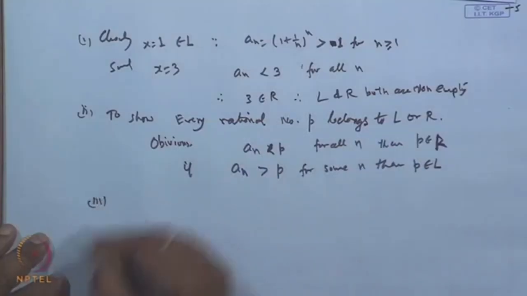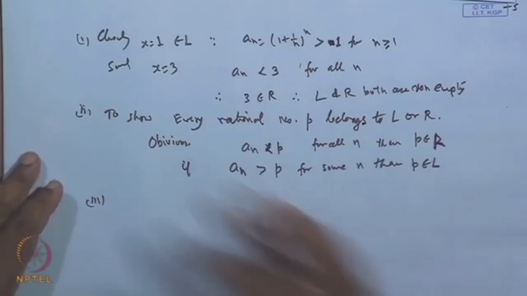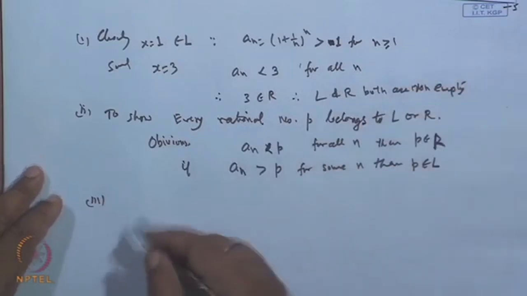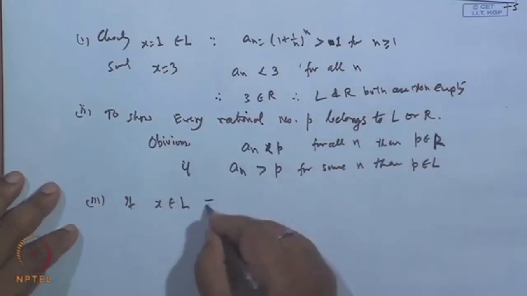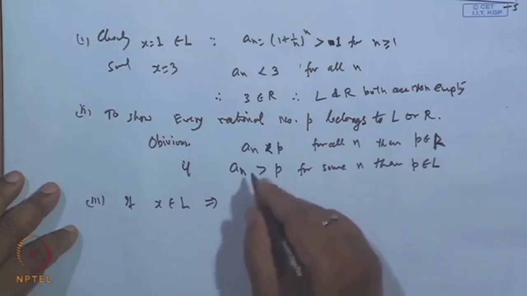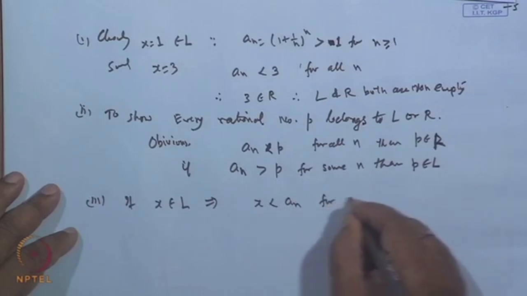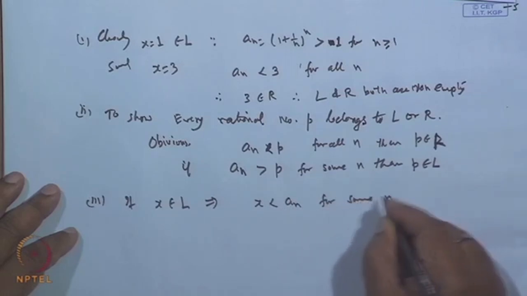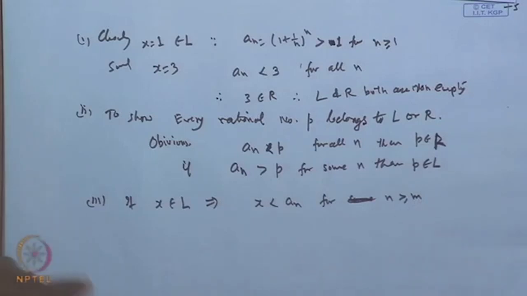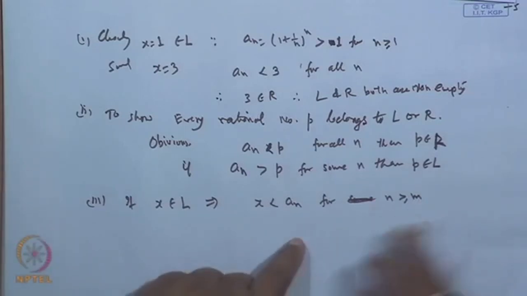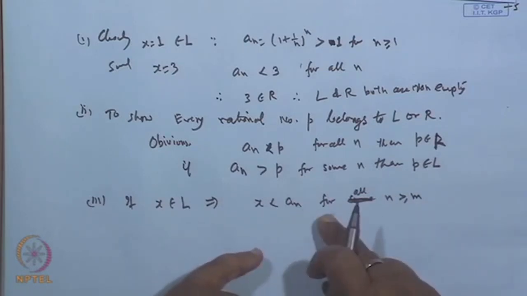And the third part is what? Every number in the lower class is less than every number in the upper class. So, if x belongs to the lower class, it means that x is less than a_n for some n, for all n greater than or equal to, say, m onward, is it not? For all n after a certain stage, it is less than this.